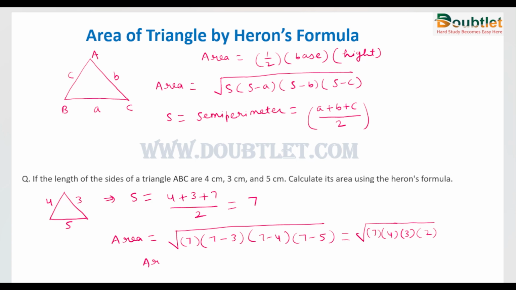So the area is 6 times 3 is 18, 18 times 2 is 36. So it is the square root of 36 centimeter square, because centimeter is the unit of the length, which is 6 centimeter square. So this is the area that we have obtained by using Heron's formula.